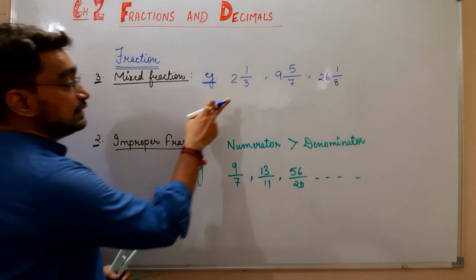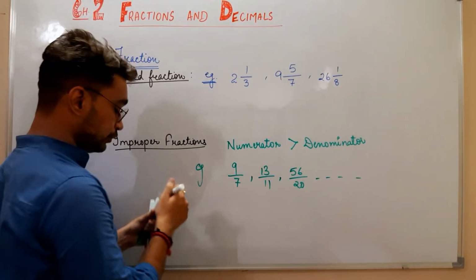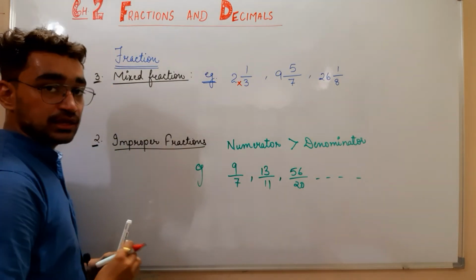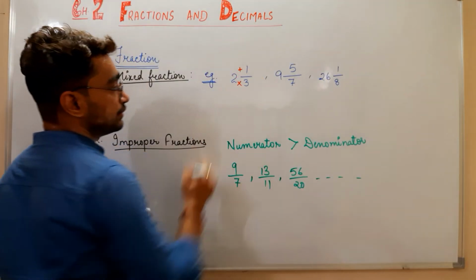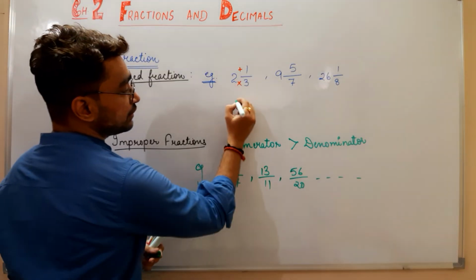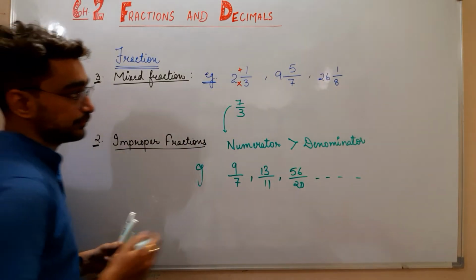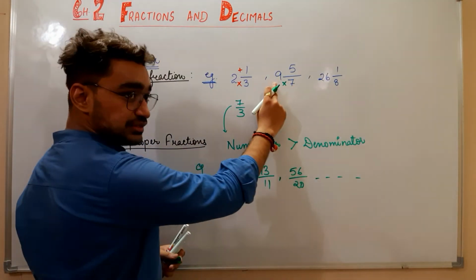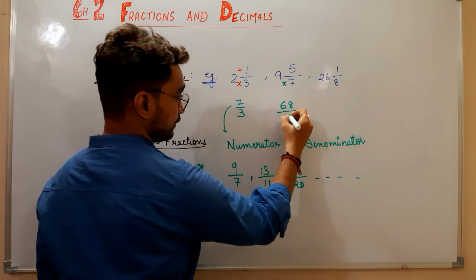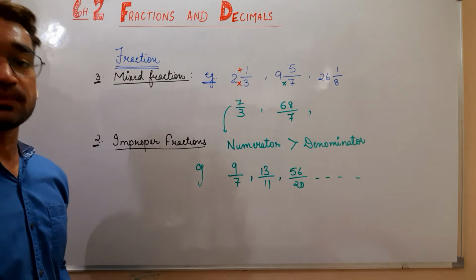There are ways we can easily convert a mixed fraction into an improper fraction. If I want to convert a mixed into improper, I need to multiply the whole number with the denominator and add the result. Check it. 2 3s are 6. 6 plus 1, 7 by 3. This is the improper fraction of this mixed fraction. 9 7s are 63. 63 plus 5, 68 by 7. Like that also, 26 into 8 plus 1 divided by 8 will be the improper fraction of that.